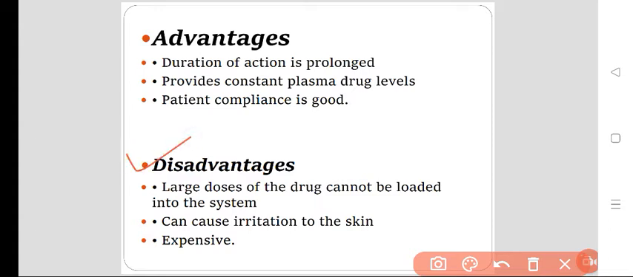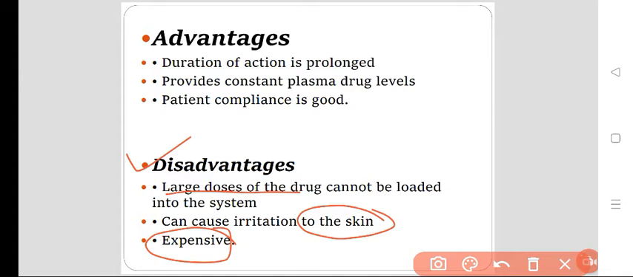Large doses of drug cannot be loaded. We have to use them in very small quantities. So large doses of drug cannot be loaded. It can cause irritation of the skin. It is slightly expensive. So these are the disadvantages.